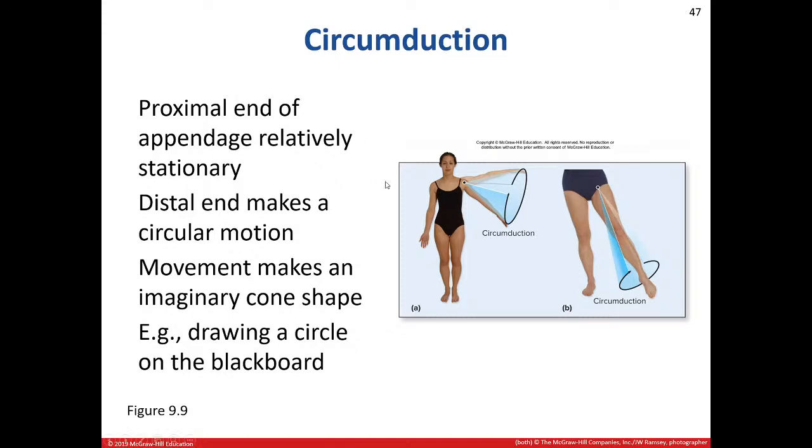That's circumduction. So the distal end makes a circular motion. Of course, the proximal end stays stationary. The movement makes an imaginary cone shape. So you can think about drawing a circle on a blackboard. That is circumduction. If you were to hold the marker up and then draw a circle, that is circumduction. You can do the same thing with your leg too at the hip joint, or your lower limb, I really should say, at the hip joint.